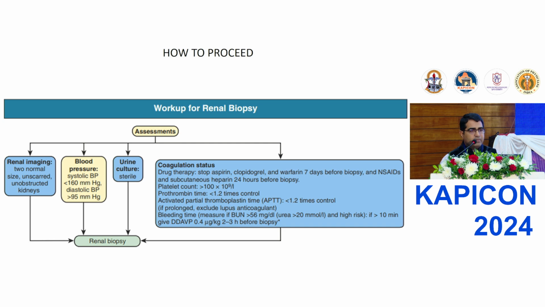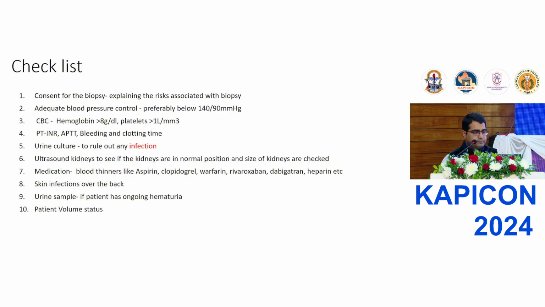So first, once we decide this patient fits the kidney biopsy, we work up the renal imaging: two normal-sized kidneys, unscarred, with an unobstructed system. BP is normalized and urine culture is sterile. For coagulation status, we always check whether any of the coagulation parameters are abnormal. We also check any drug intake, and then we plan for a kidney biopsy.